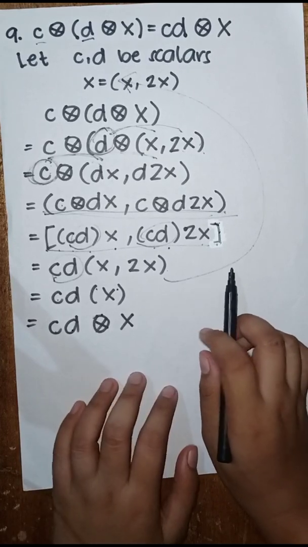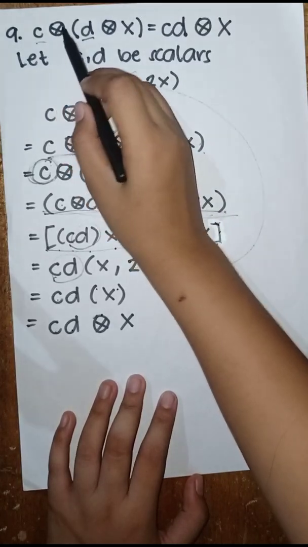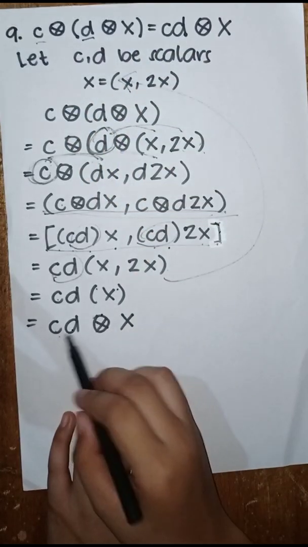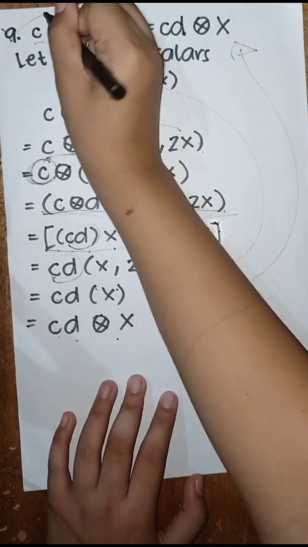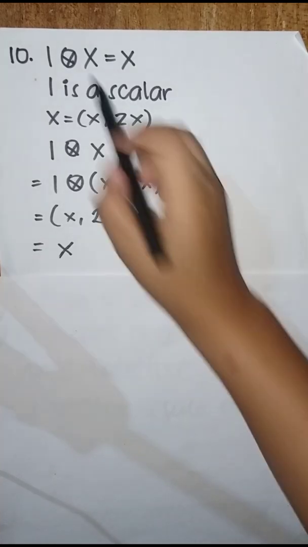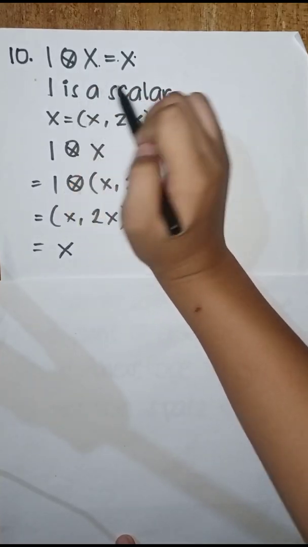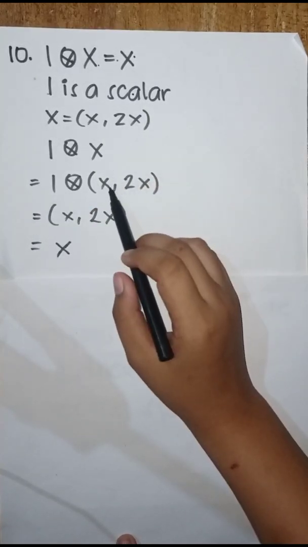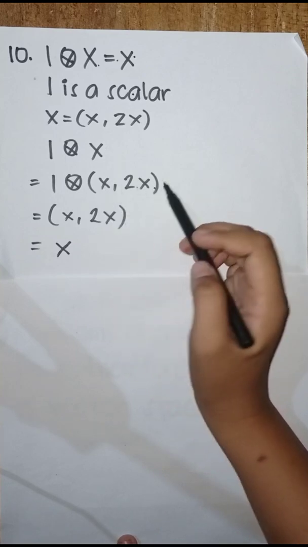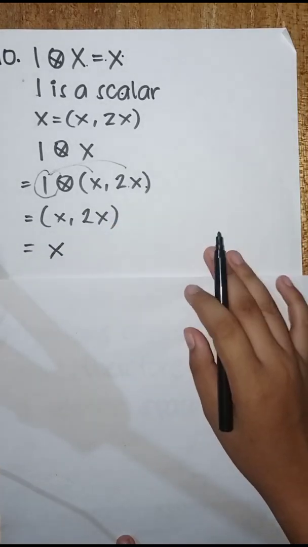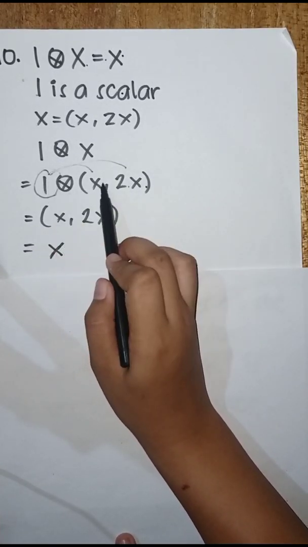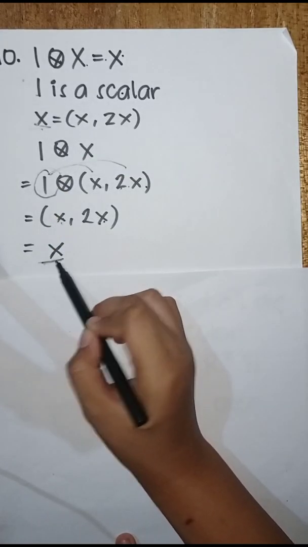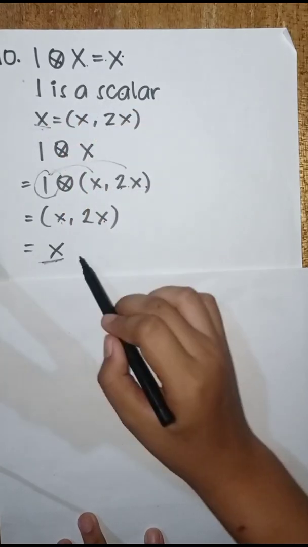So at this point, we can now prove that c times the quantity of d times x is equal to cd times x. Axiom number 9 satisfied. For our 10th axiom, we have 1 times x is equal to x, where 1 is a scalar and x is equal to x and 2x. So we just simply copy 1 times x and then substitute the value of x, which is x and 2x, and then distribute 1 to each of the coordinates in the ordered pairs. So 1 times x is x, 1 times 2x is 2x. X and 2x is equal to vector x. Therefore, we now prove that 1 times x is equal to x.